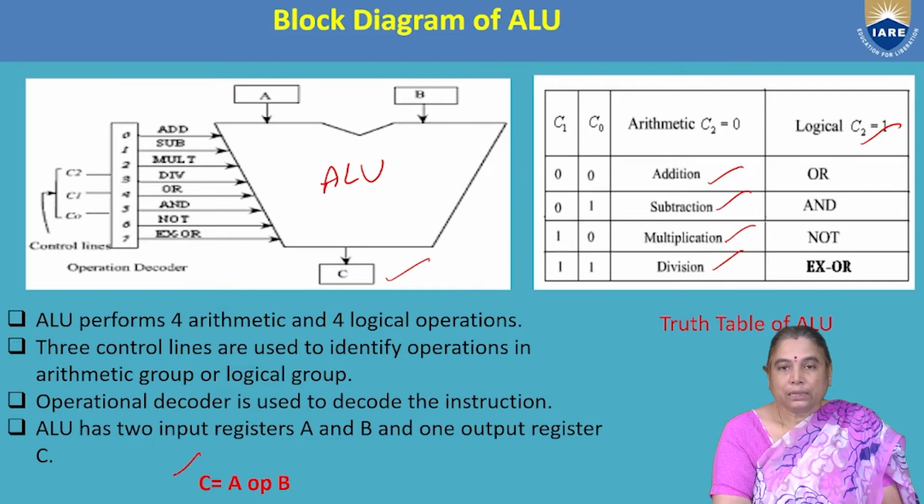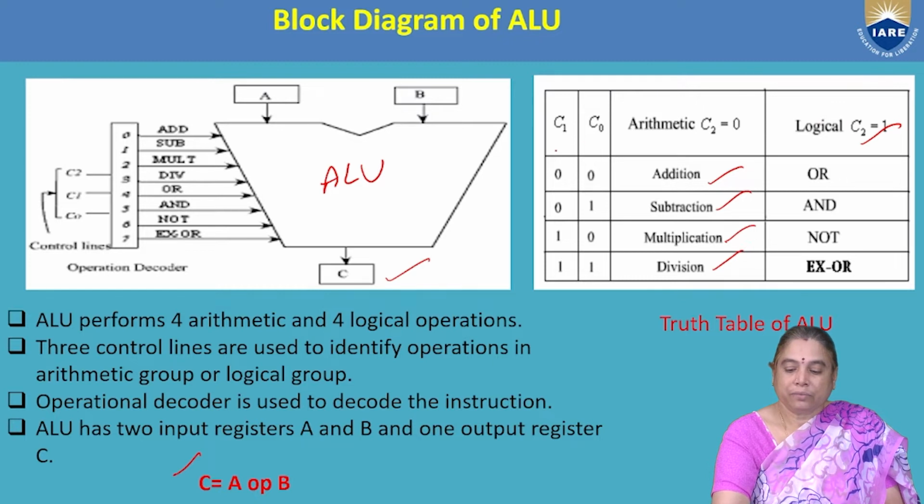And not only the arithmetic operations, the logical operations that can be supported by the ALU are AND, OR, NOT and exclusive OR. When control line C2 is 1, then the ALU can perform the logical operations. And depending upon the control lines C0 and C1, the logical operations can be performed. When C0 and C1 both are 0, OR logical operation can be performed on the operands A and B.